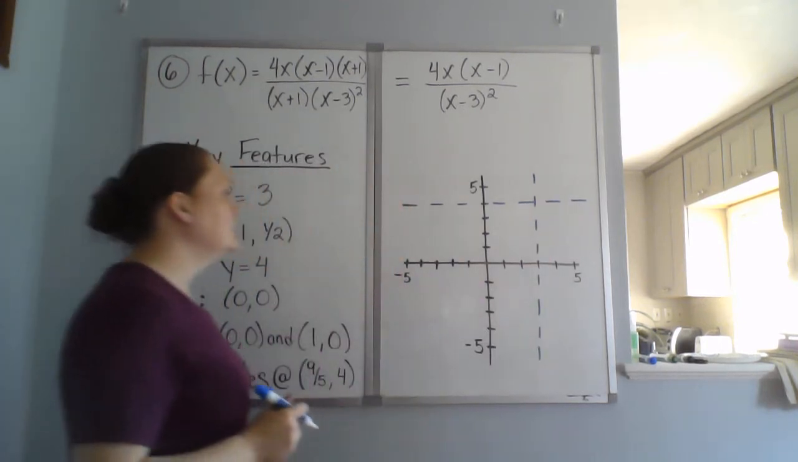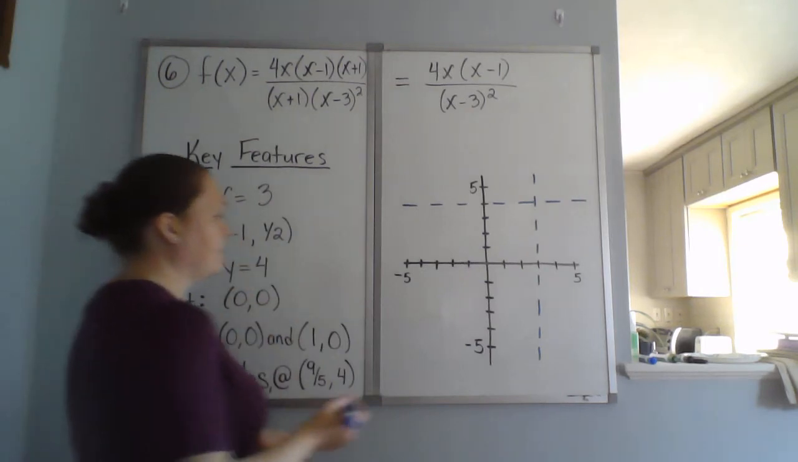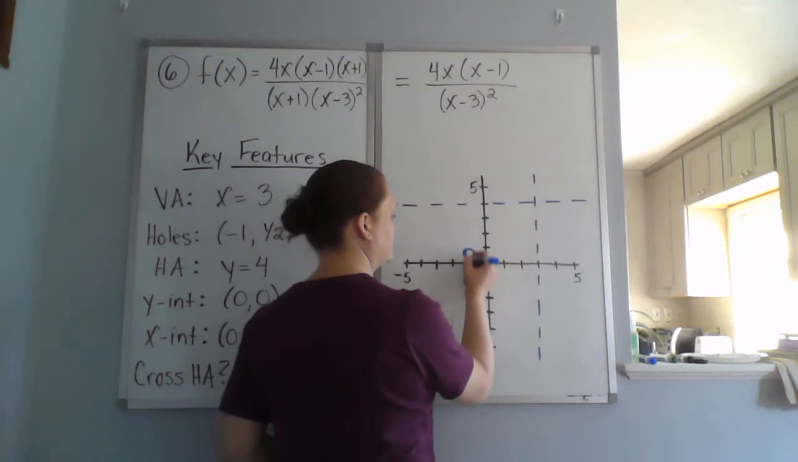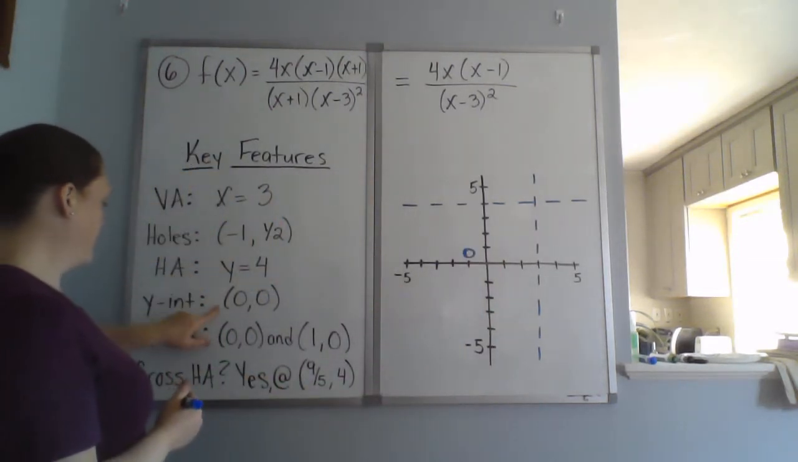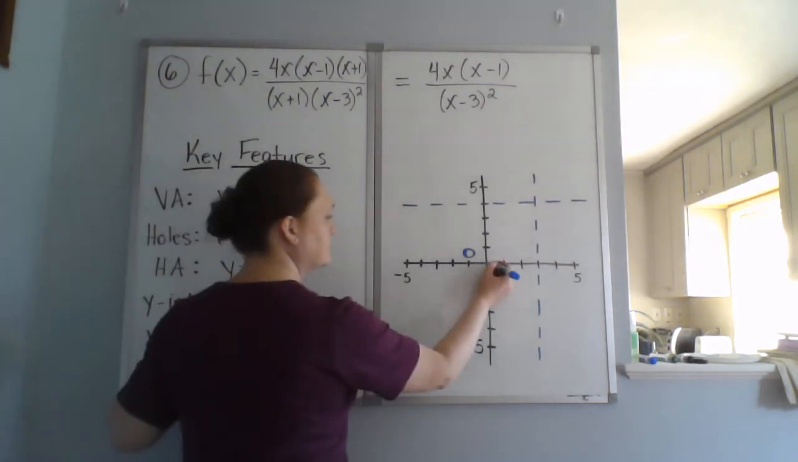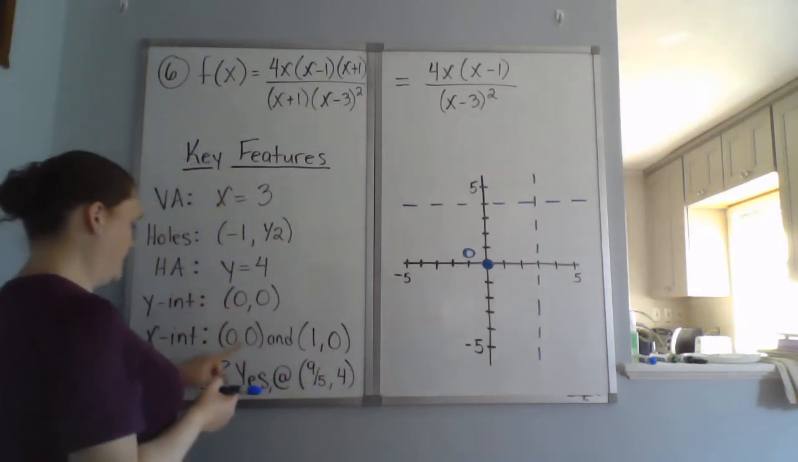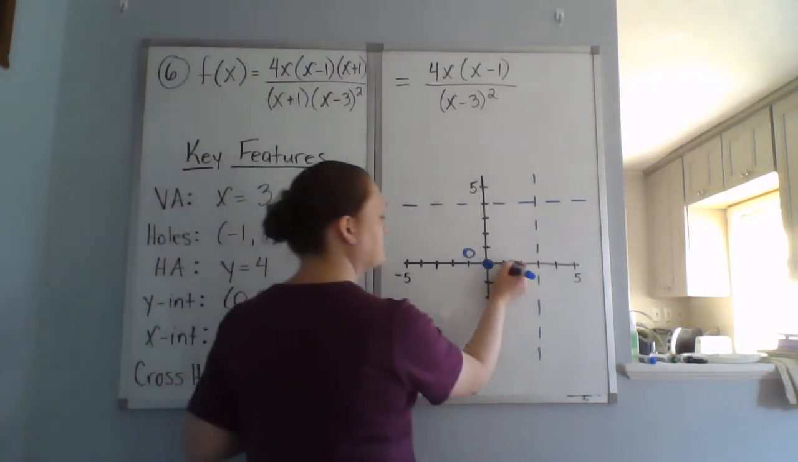Okay. So I've got a hole at the point -1, 1/2. So at -1, 1/2, I have a hole. So make sure that stays an open circle. So we've got this, this, and this. We've got a y-intercept at 0, 0, which is also an x-intercept. And then we have the x-intercept at 0, 0, already drawn, and also at 1, 0, which is right here.